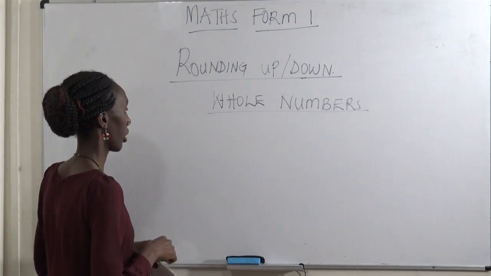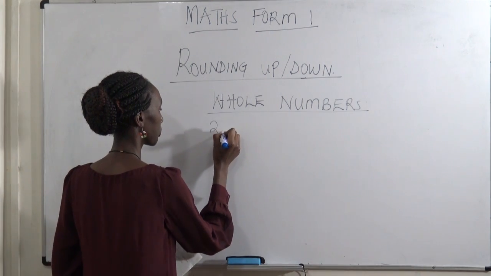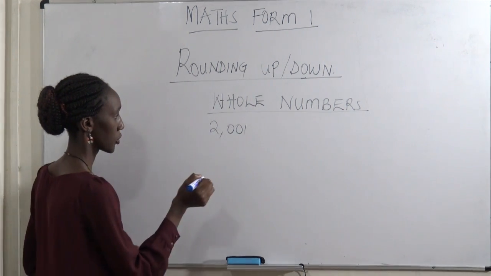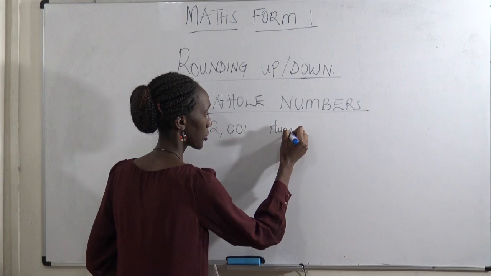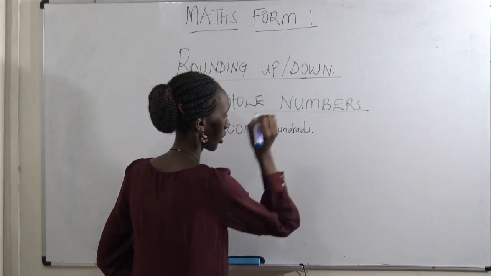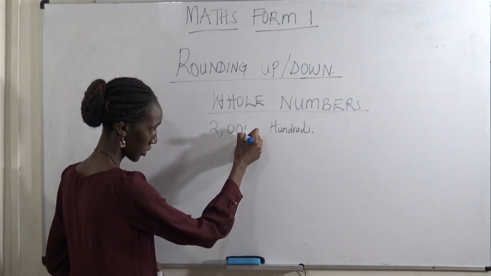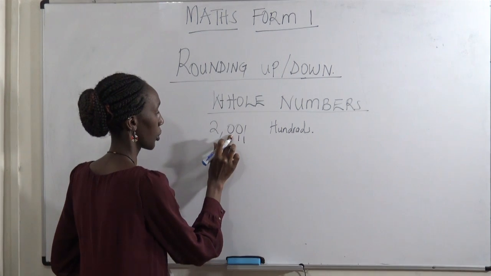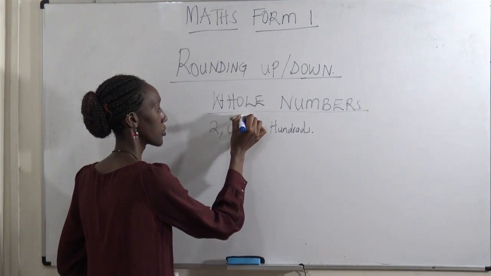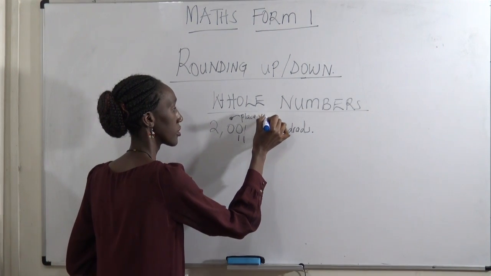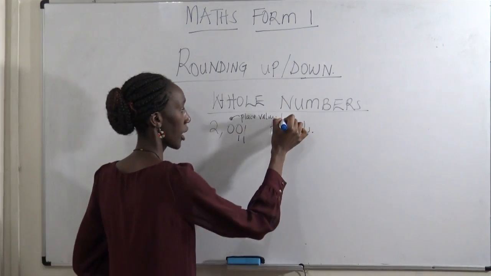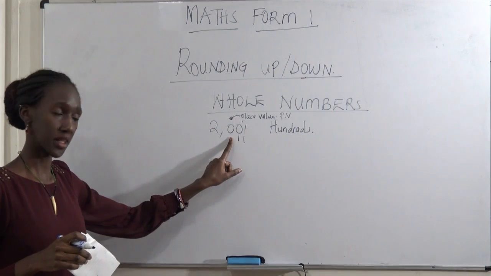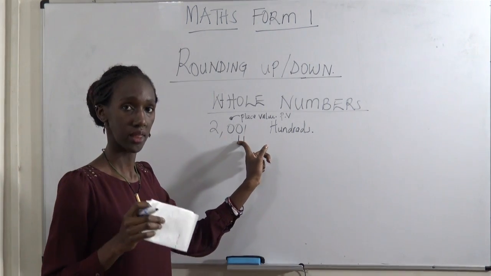So for example, I have a number like 2,001. So turn this to the nearest hundreds. Round up to the nearest hundreds. So what do I do? I start with the place value. This is ones, this is tens, this is hundreds. So I place my mark here. This is where the place value is, or we can just denote it with PV to mean it's the place value. Then from the place value, look at the immediate number which is after that place value.